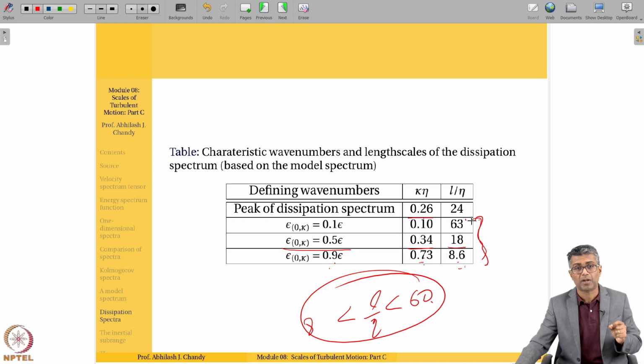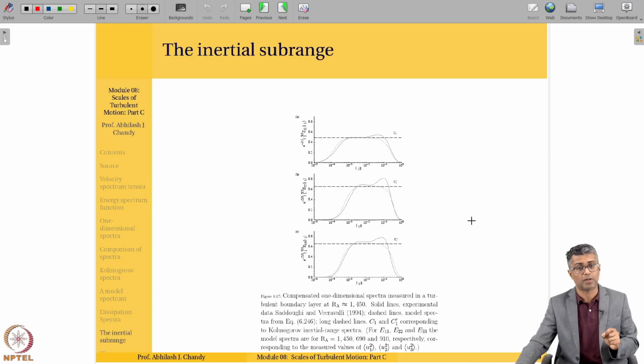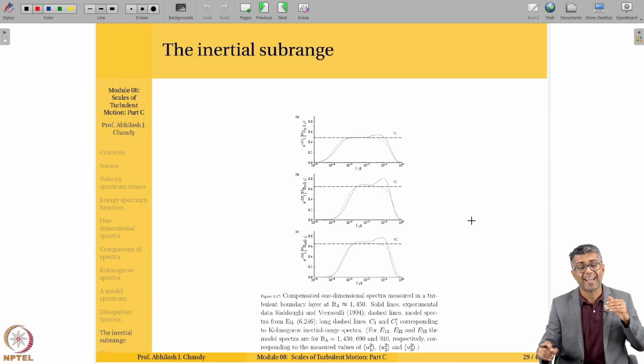We will do similar analysis for the energy containing range as well. But before that, let's start with the inertial subrange. Now, what is plotted here? Again, a compensated 1D spectra. What do I mean by that? I had explained this in the last class.